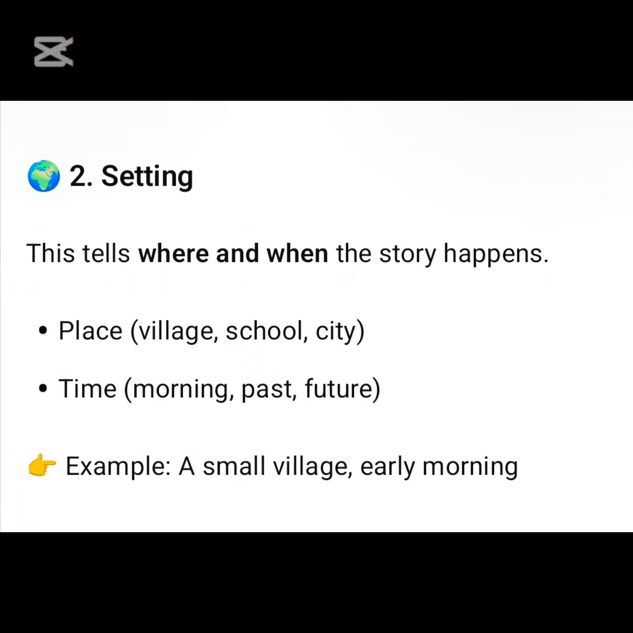Next, the second element of the story is setting. This tells us where and when the story happened. In this element, there come things like place and time.